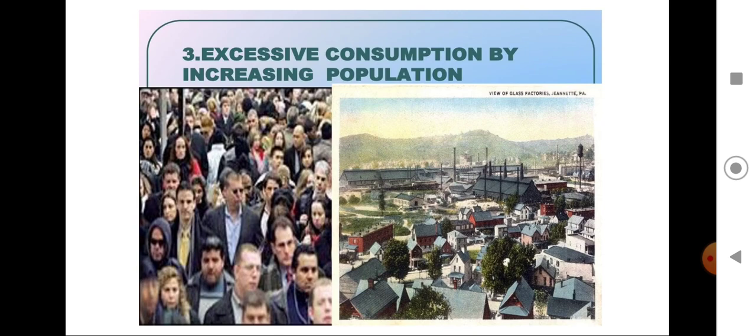Third reason is excessive consumption, when more population is there. Increasing population is one of the major concerns, because each one of us needs water. That's what we learned in the first lesson, uses of water. When population is increasing, more water is required, and that is also one of the reasons. When many apartments and many houses are there, we start digging and taking the groundwater in that area, and definitely the water table will start depleting.